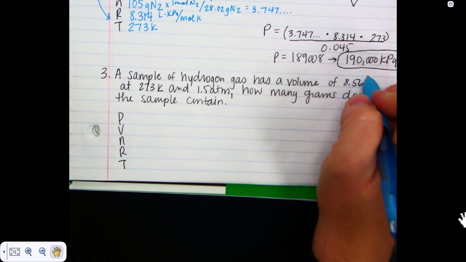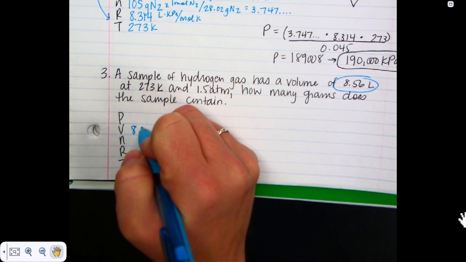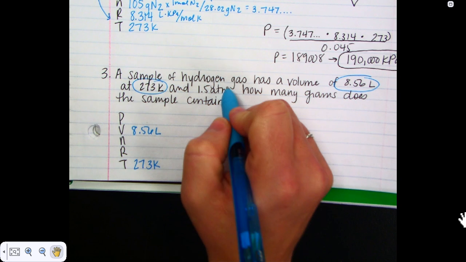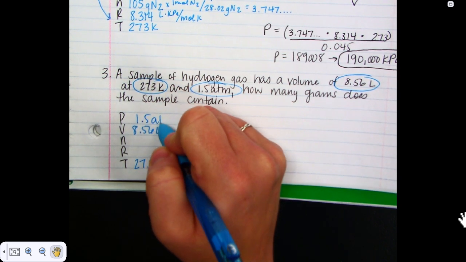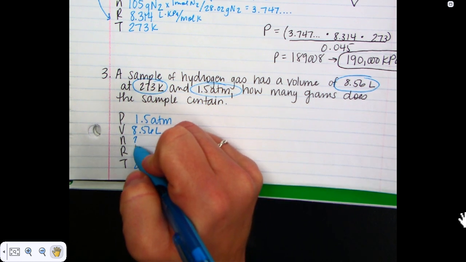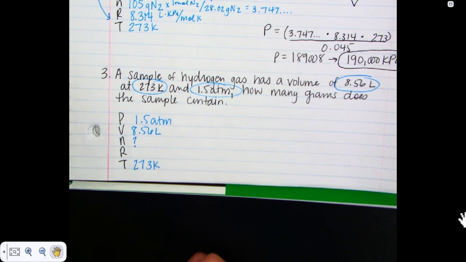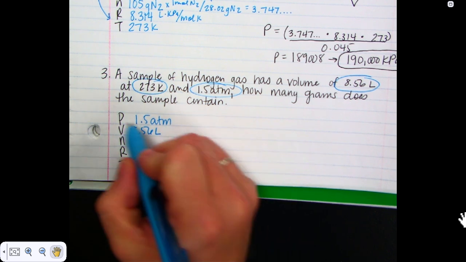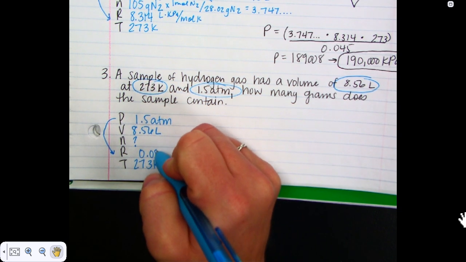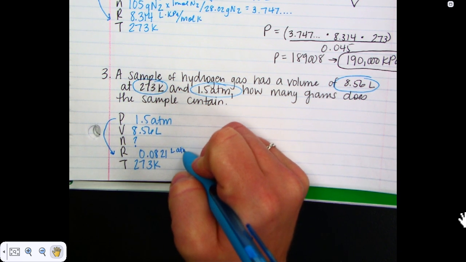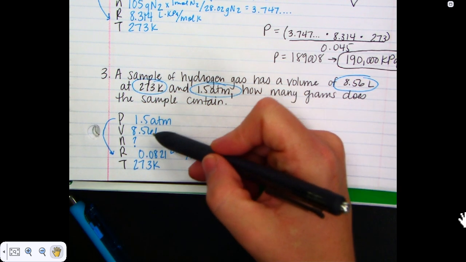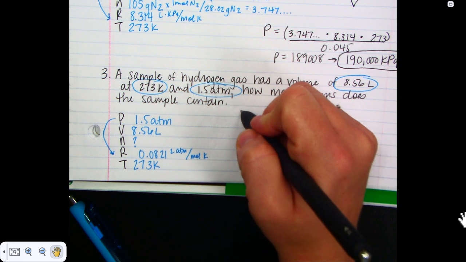A sample of gas has a volume of 8.56 liters at 273 Kelvin and 1.5 atmospheres. How many grams? Well, where do I get grams from? I'm going to get grams from moles. So I'm really solving for moles and then converting to grams. All right, the last missing piece is my R, pressure is in atmospheres. So I need to use the atmosphere R, which is 0.0821 liters atmosphere per mole Kelvin. Everything is in the appropriate unit. I don't need to convert anything ahead of time with this one.